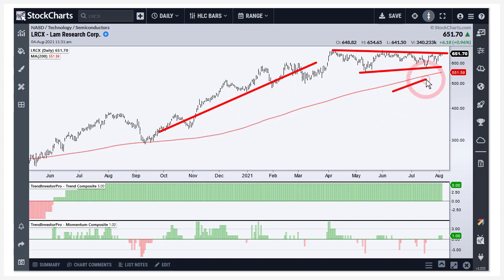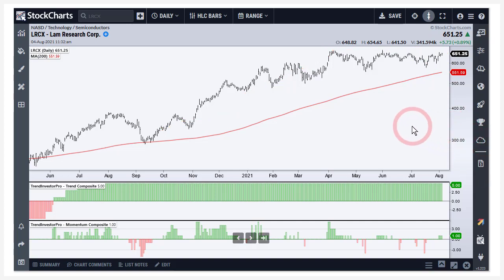You're above the rising 200-day. The trend composite is bullish. You had a 52-week high in April. A consolidation is a normal part. It's resting within an uptrend, and a breakout would signal a continuation higher.